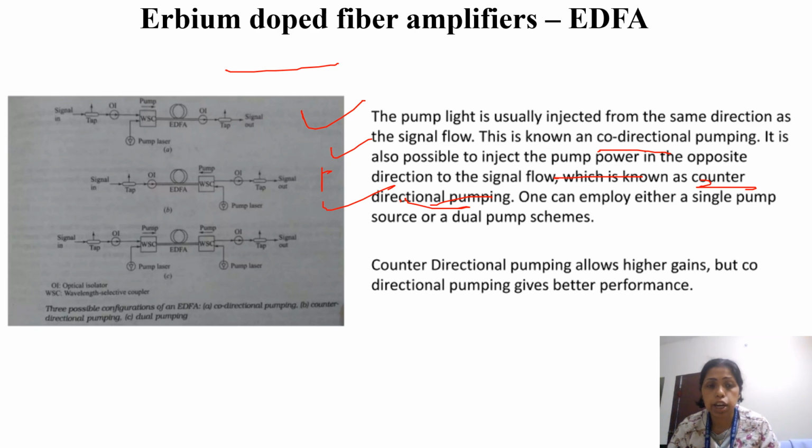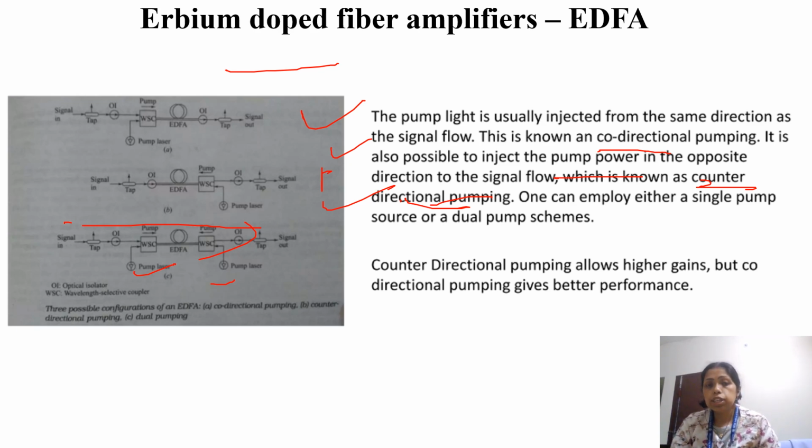In the last diagram, we give the pump here, and on the right side in both directions we give the pump, and the signal is coming from this side to this side. For counter-directional pumping, we get a higher gain as compared to co-directional pumping. This is co-directional pumping, where signal and pump are both in the same direction.